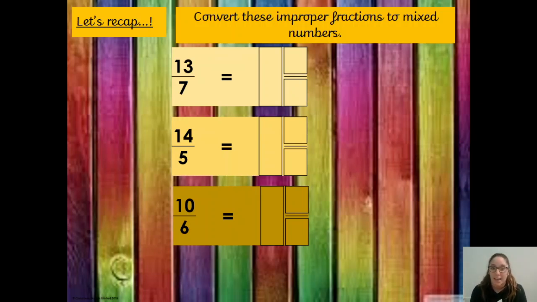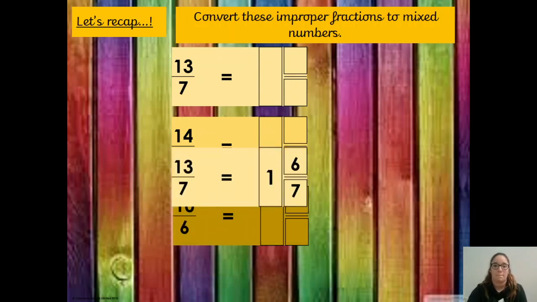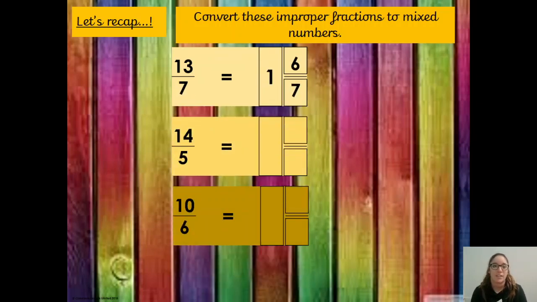So you're finding the mixed number out of these improper fractions. Pause the video, come back when you're ready for the answers. Okay, so the first one, 7 goes into 13 1 time, so you've got 1 whole, and there are 6 left over to give you 1 6/7. 5 goes into 14 twice, so you've got 2 wholes, and there's 4 left over to give you 2 4/5.